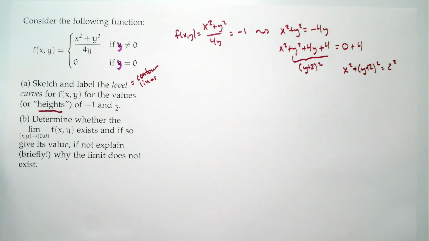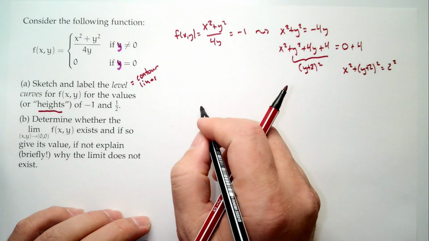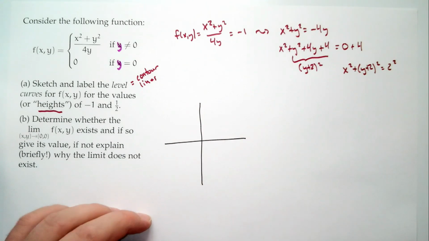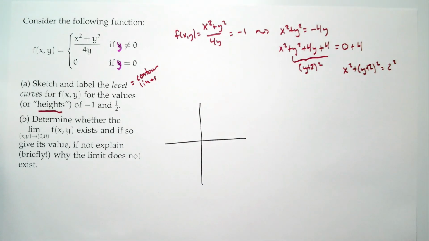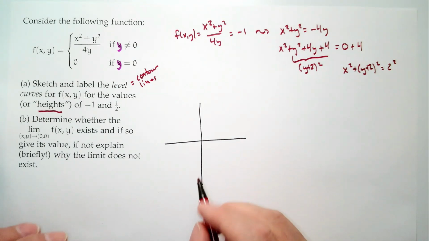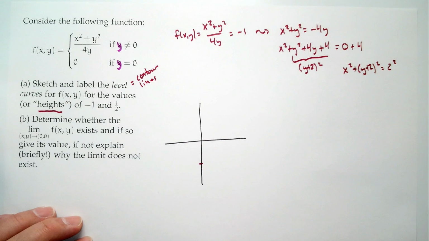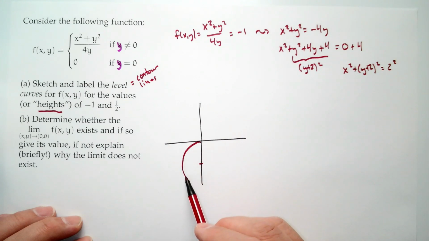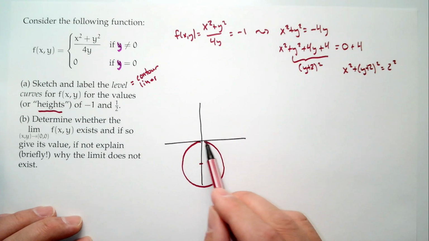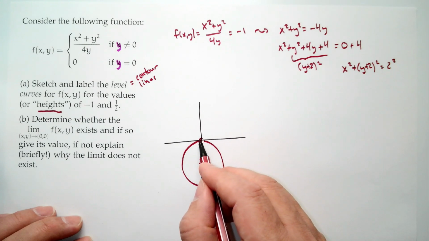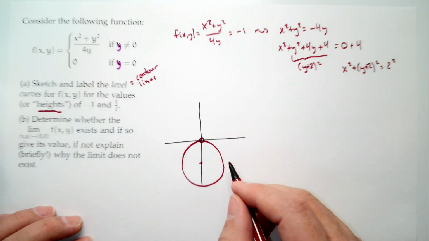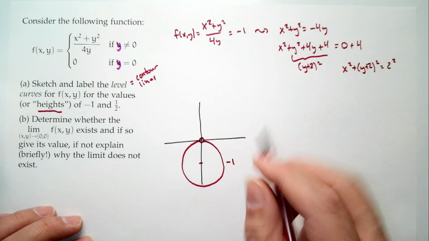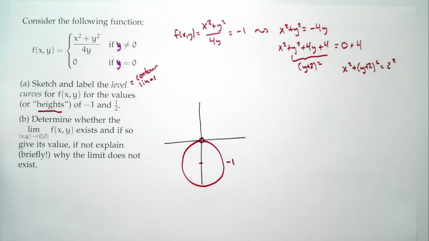So when we want to draw these level curves here, what do we have? Well, it's a circle. Where's the center? 0, -2. So I'll say here is 0, -2. What's the radius? 2. Now, this level curve is a circle, but it doesn't include y equals 0, so I'm going to put a little circle there. And I'm going to label this, because you should always label your contour lines. This was the contour line for -1. So if I'm anywhere on that circle, I have a value of -1 in the function.